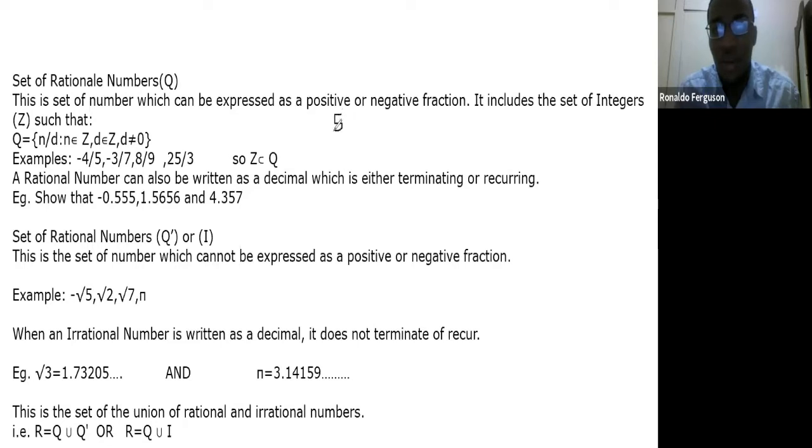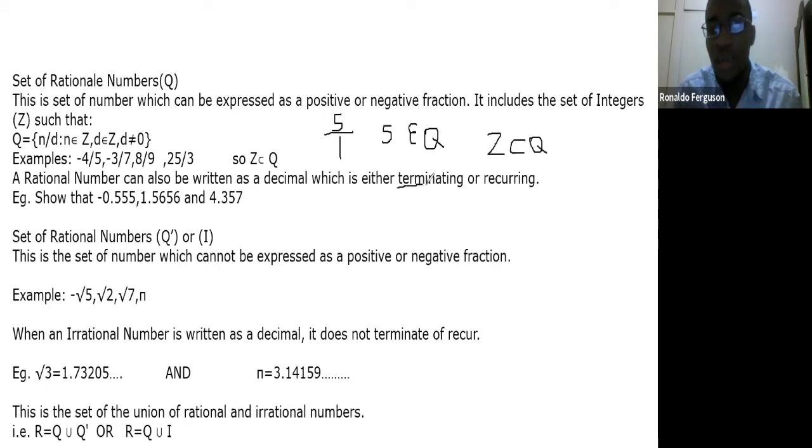So even the number 5 is a rational number because 5 can be expressed as 5 over 1. And so 5 is also an element of Q. And if 5 is a rational number, then we can conclude that integers is a subset of rational numbers. Now look at this question. It says a rational number can also be written as a decimal, which is either terminating or recurring.